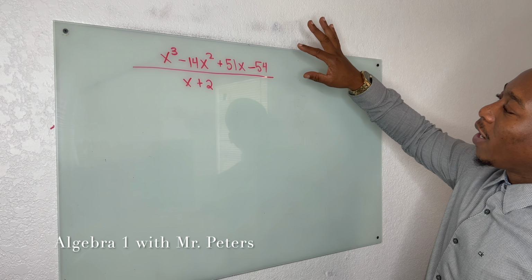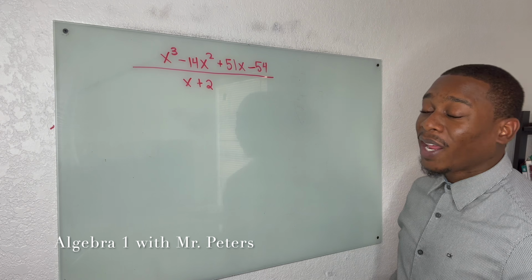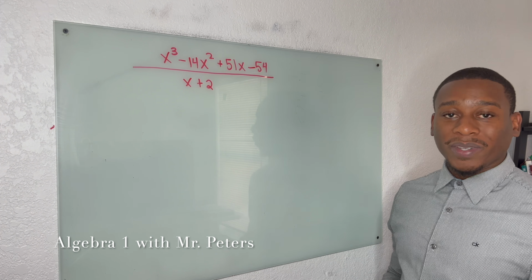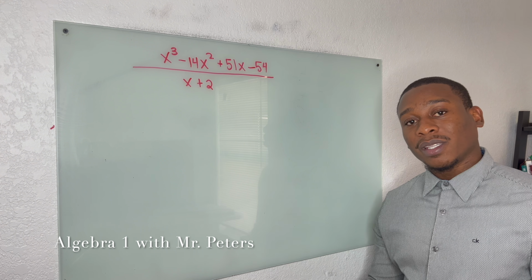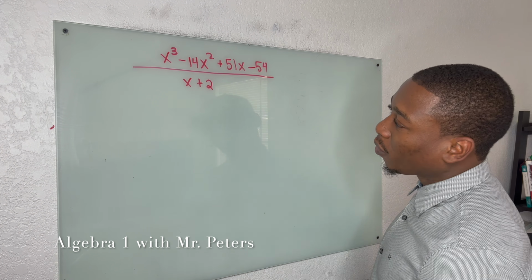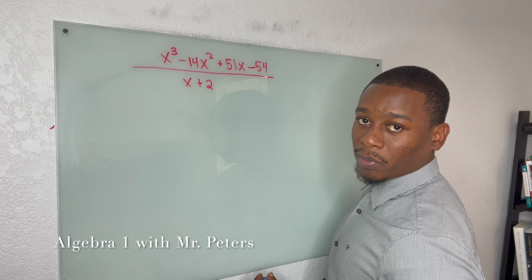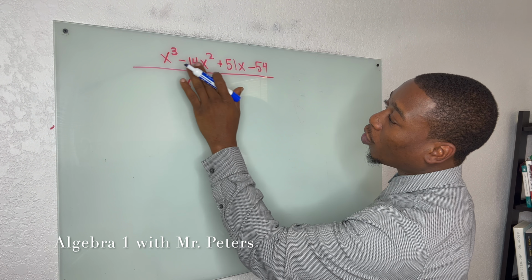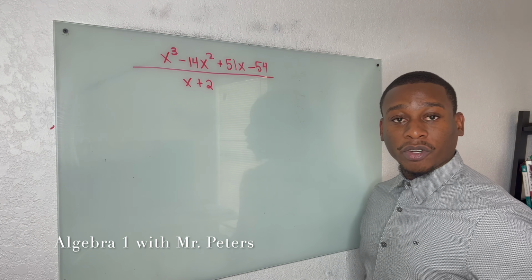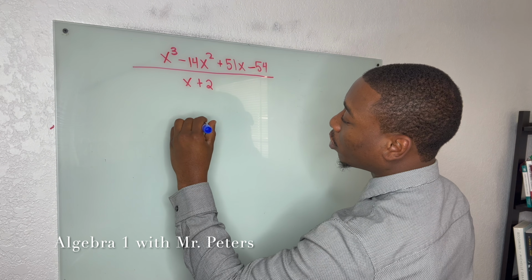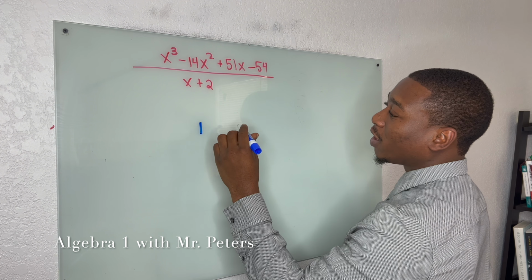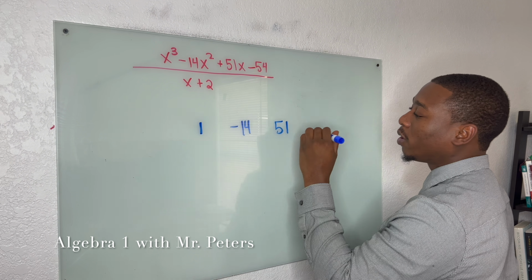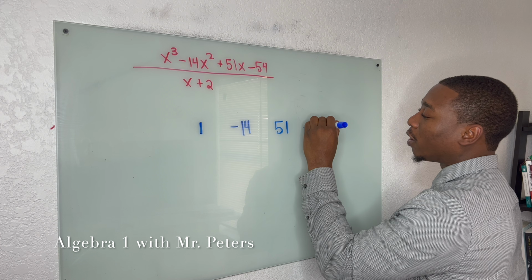So now they gave us a polynomial and they want us to divide by using synthetic division. So how are we going to do that? So let me break synthetic division down to you guys. So the first thing we want to do, right, let's set the problem up. You're taking your whole polynomial and you're going to drop the variables. So x to the third turns into 1, negative 14x squared turns into just negative 14, 51x is just 51. Then we have negative 54 at the end.